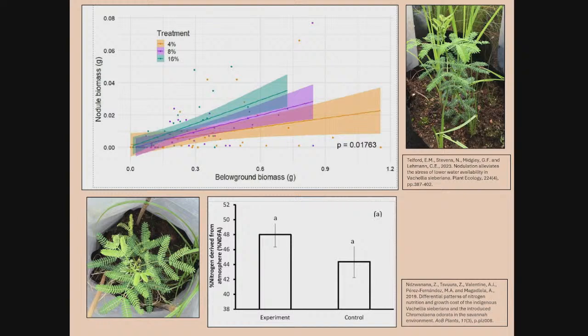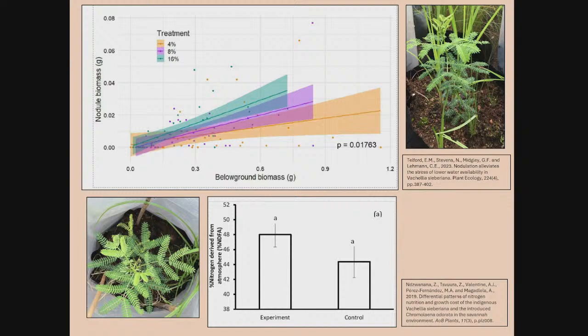This study looked at nitrogen fixation, or actually nodule formation, in Vachelia sibirana seedlings across a gradient of soil moisture content, and they found that at the low soil moisture content, so in droughted conditions, fewer but larger nodules were formed. Now, nodulation is an important indicator of nitrogen fixation because these are the actual masses on the root surface in which N2 fixing bacteria are housed.